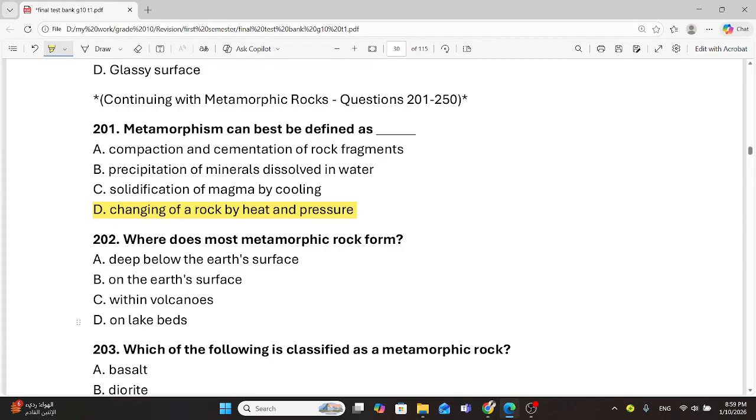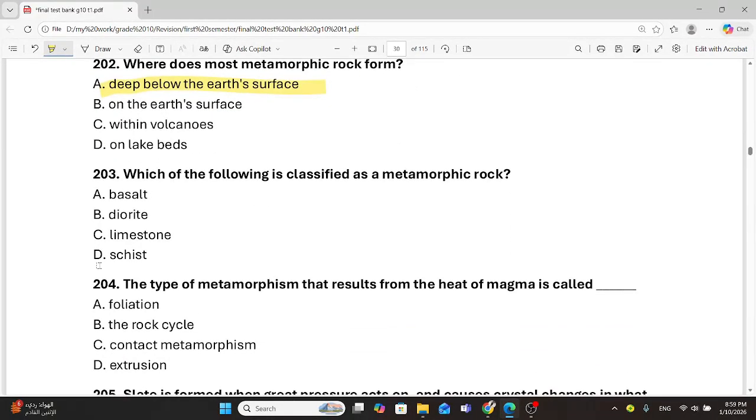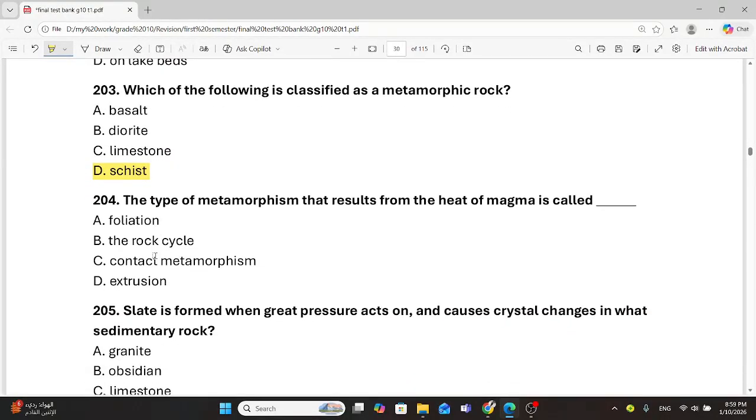Where does most metamorphic rock form? Deep below the Earth's surface ولا on the Earth's surface ولا within volcanoes ولا on lake beds. طيب هتبقى deep below the Earth's surface. طيب which of the following is classified as a metamorphic rock? Basalt, diorite, limestone, schist.